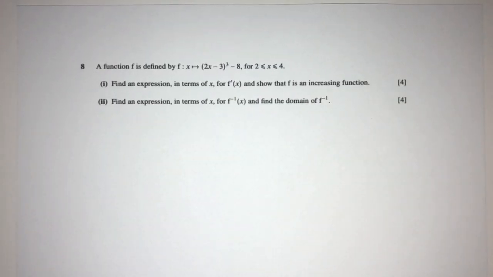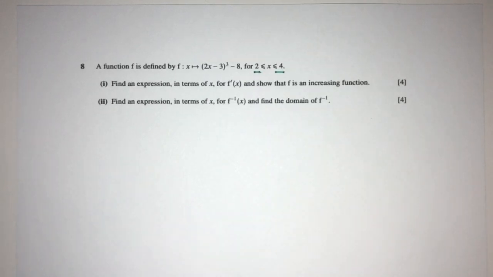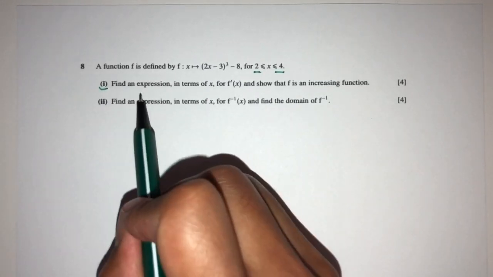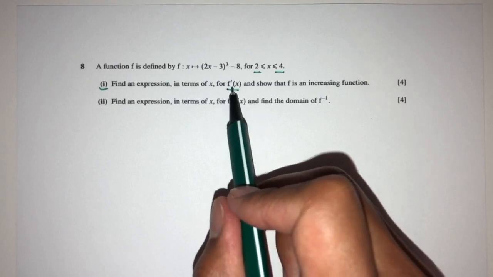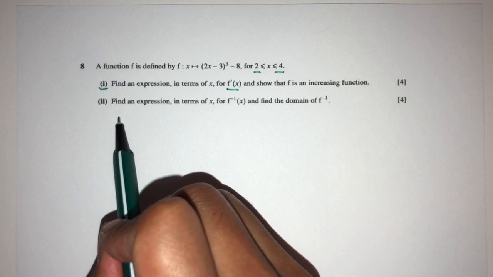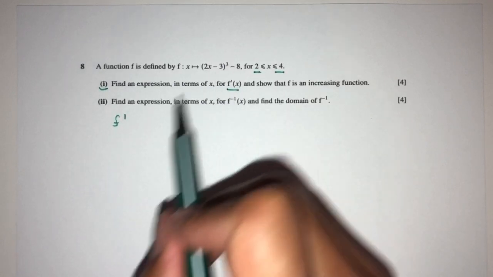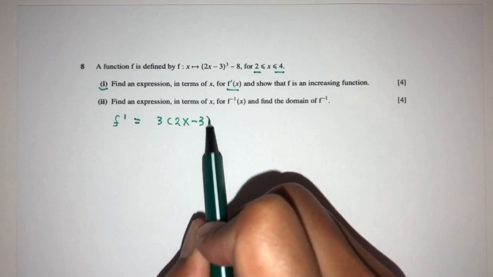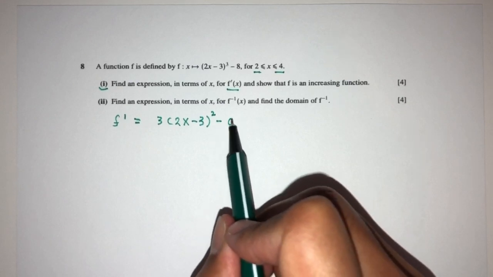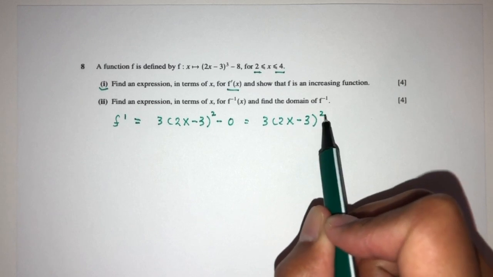A function f is defined by f of x equal to this, right? For the values of x between 2 and 4. Okay, great to know. Now part 1, we have to find an expression in terms of x for f prime. F prime is simply differentiating the value of f of x. So let's do that. F prime will be what? Will be d by dx of this, that should be 3 first, 2x minus 3 power 2, then that will be 0. So 2x minus 3 square.